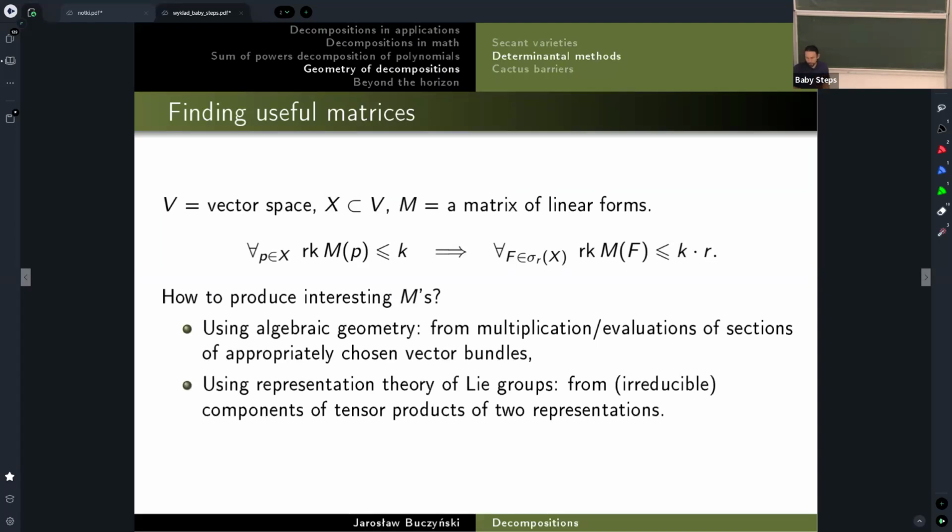And then there is the other method. For each of these methods to work, I need to assume something about X. In the first case, I need to assume that X is an algebraic, maybe even projective, cone over a projective variety. So there has to be some additional information about X. In the second case, I need a Lie group that acts on my X. In other words, I need X to have many symmetries, like infinitely many symmetries. The second method comes from representation theory of Lie groups. You can take the tensor product of two representations, which splits into a sum of irreducible components, and if you choose the right tensor product and the right component, then you can produce a matrix which helps you to find equations for secant varieties.